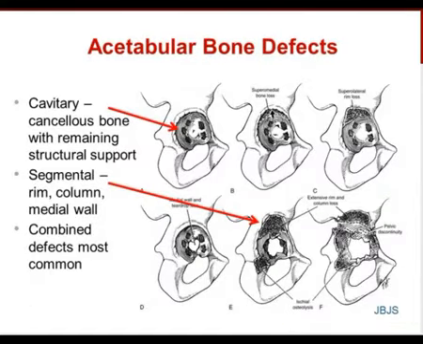Moving on to the acetabular side, acetabular bone defects come in 2 flavors. The cavitary bone defect, these are the small defects that are relatively easy to deal with allograft or autograft. The segmental defects are the ones that can impair the ability to obtain a stable cup. These are the ones that become challenging.